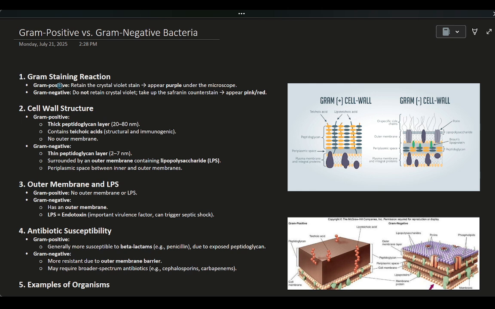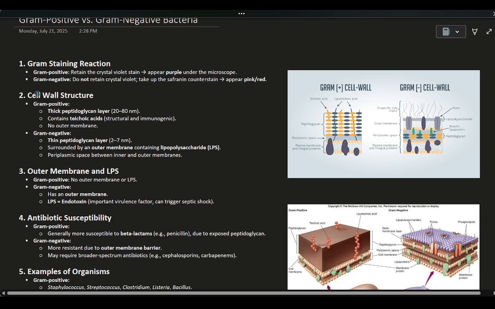Gram-positive bacteria will retain the crystal violet stain, and so this means they will appear purple under the microscope. Gram-negative bacteria, on the other hand, do not retain the crystal violet. Instead, they will take up the safranin counterstain, which means they will appear pink or red on the staining. So that's one difference.